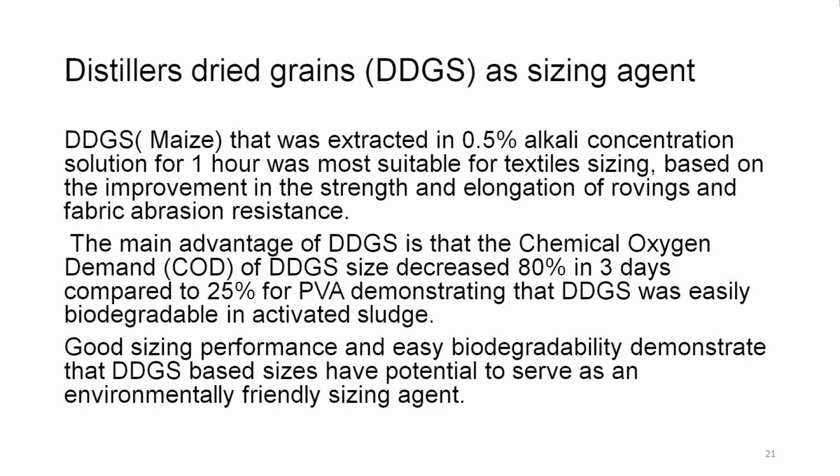DDGS maize that was extracted in 0.5% alkali concentration solution for 1 hour was most suitable for textile sizing, based on the improvement in the strength and elongation of rovings and fabric abrasion resistance. The main advantage of DDGS is that the chemical oxygen demand, that is COD, of DDGS size decreases 80% in 3 days compared to 25% for PVA, demonstrating that DDGS was easily biodegradable in activated sludge.